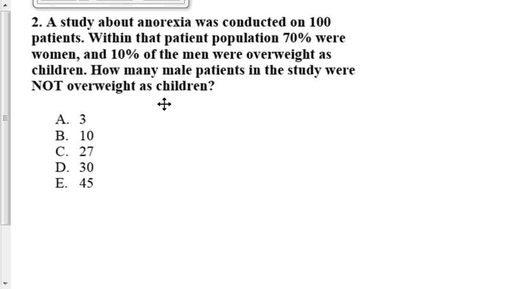In number 2, a study about anorexia was conducted on 100 patients. Within the patient population, 70% were women, and 10% of the men were overweight as children. How many male patients in the study were not overweight as children?